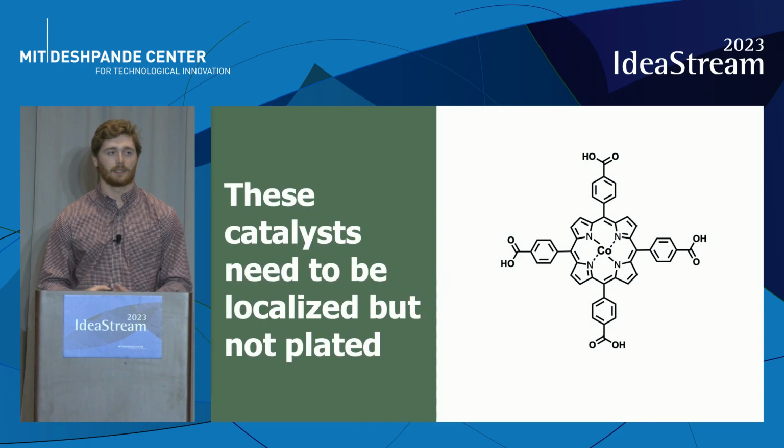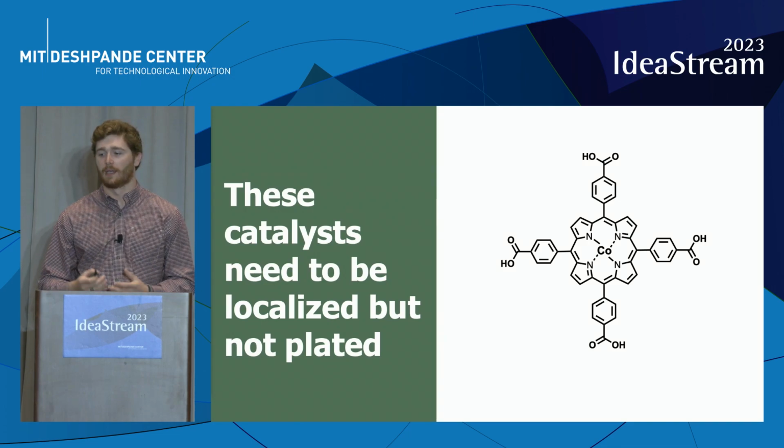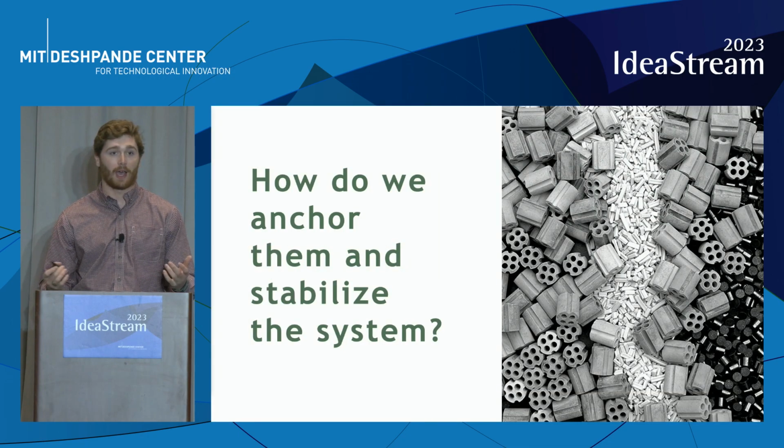So here is an example of what a catalyst particle looks like for these carbon dioxide reductions. And these catalysts need to be localized, anchored near the electrode in order to have efficient charge transfer. But they cannot be plated directly, as this essentially freezes the molecule and prevents it from effectively reducing carbon. So how do we anchor them near the electrode and stabilize the system as a whole without impacting efficiency?